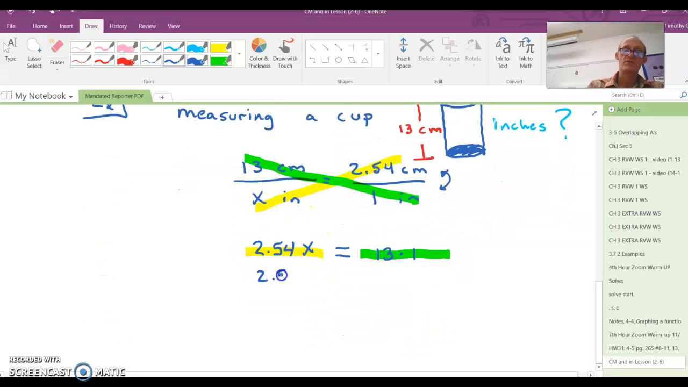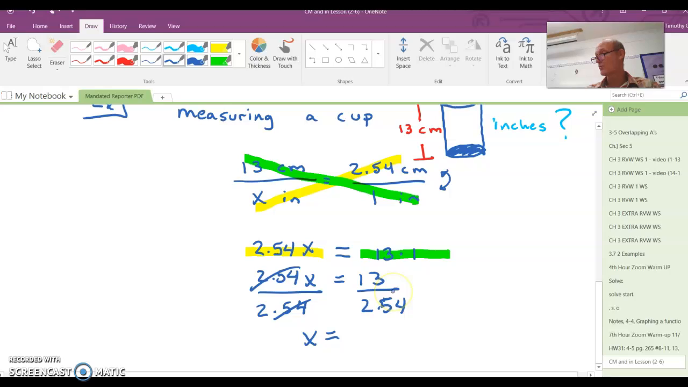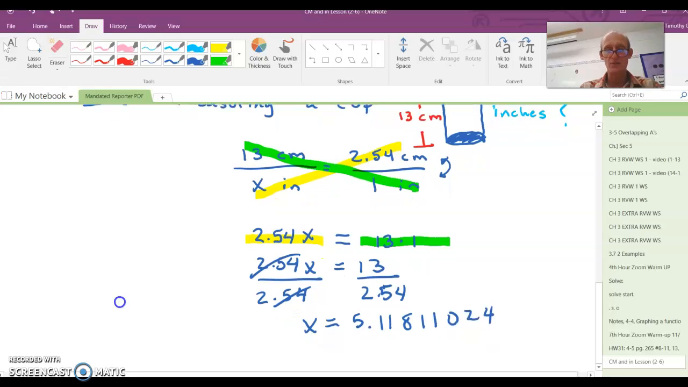We multiply 2.54 times x equals 13 times 1. So 2.54x equals 13. Now I'm going to divide both sides by 2.54, and x is equal to 13 divided by 2.54. So let's see what that is. 13 divided by 2.54 is 5.11811024, but we don't want all those decimals.